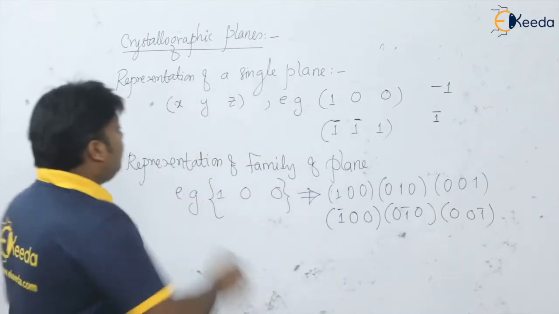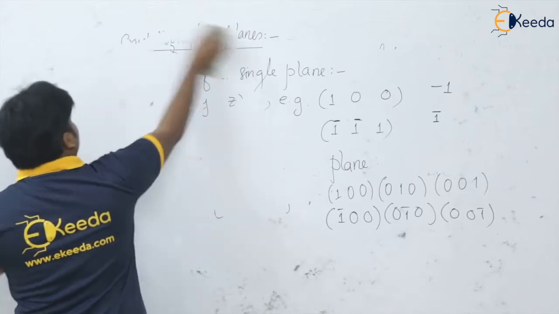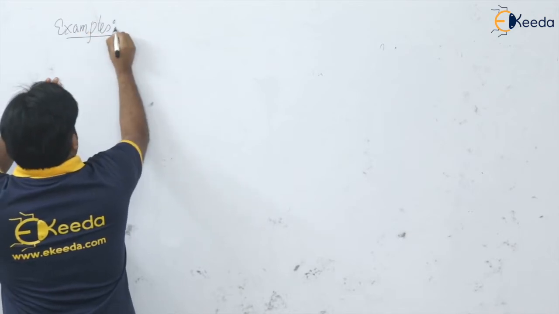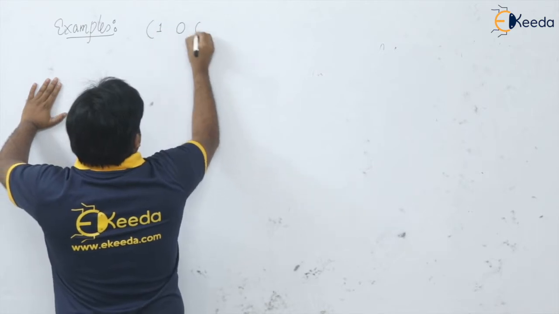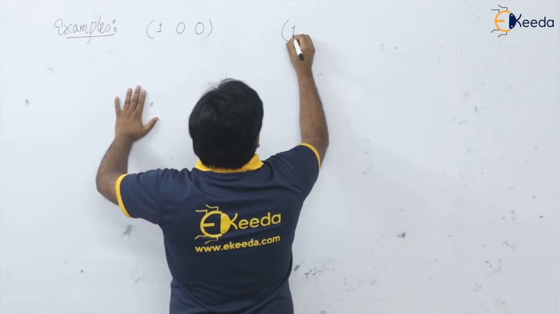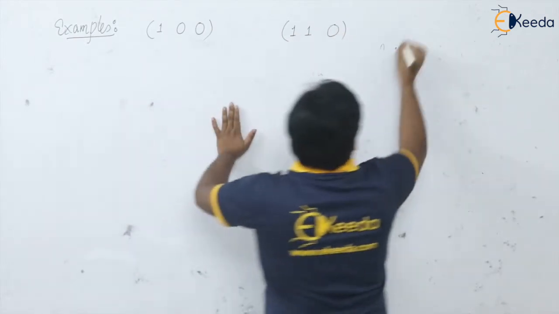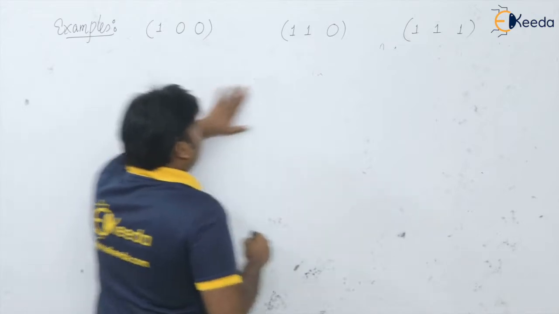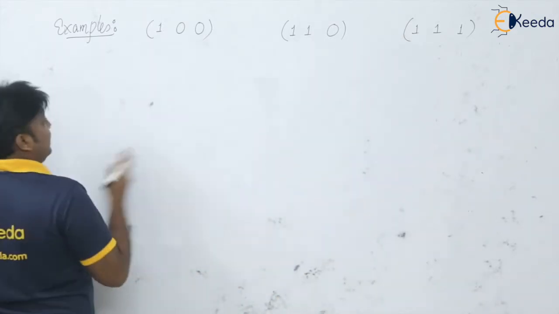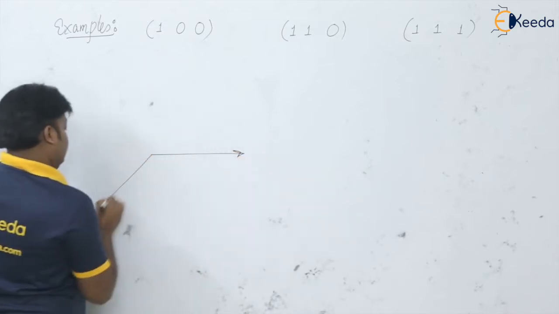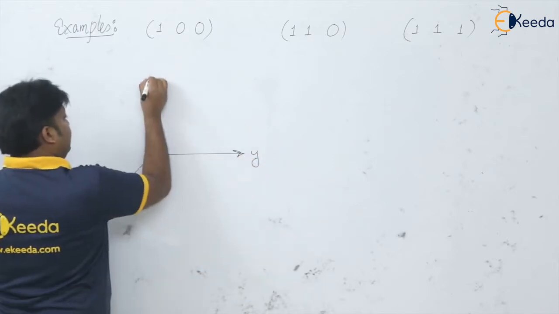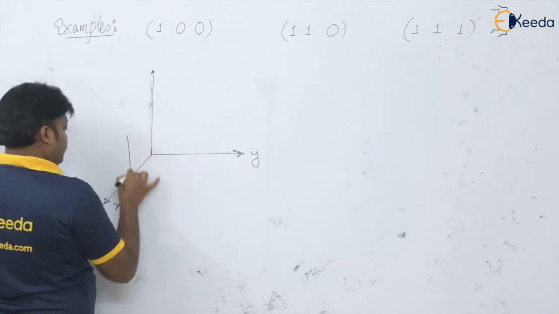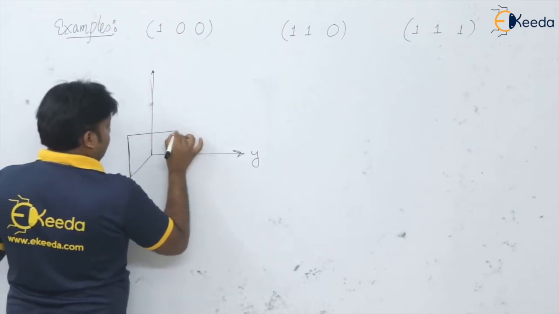So let us take some examples. We will draw various planes here. Say for example, we are going to take plane 100, we are going to draw it. Plane 110, we are going to draw it. Plane 111 on the XYZ axes. Okay, so I will write the right hand coordinate system. This is our X, this is Y and this is Z. Isn't it? So draw this cube.